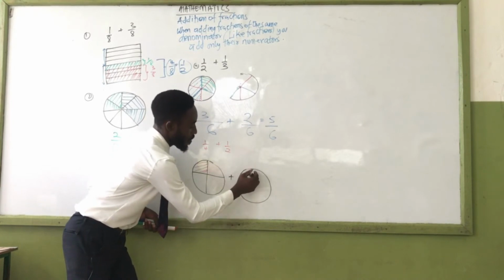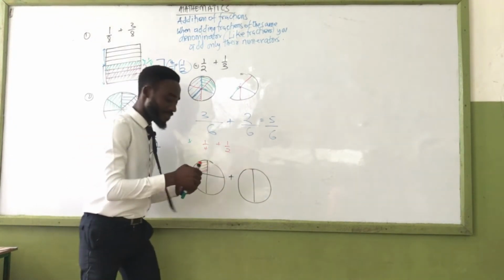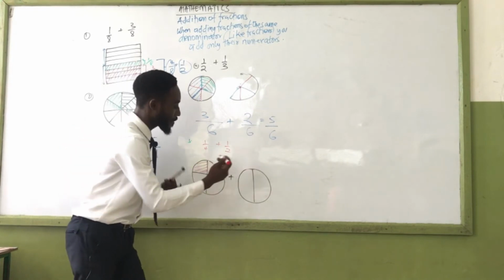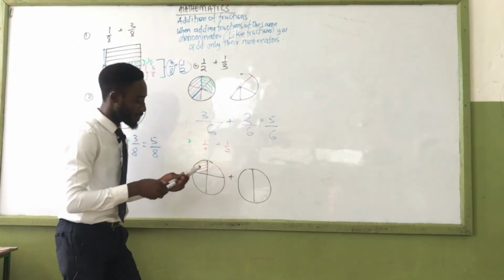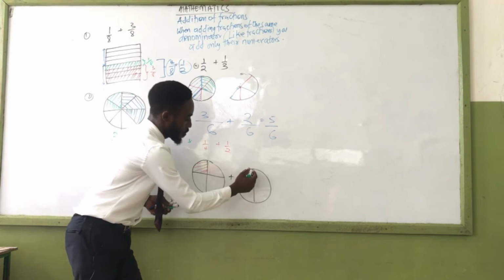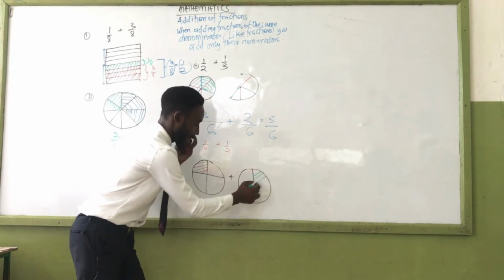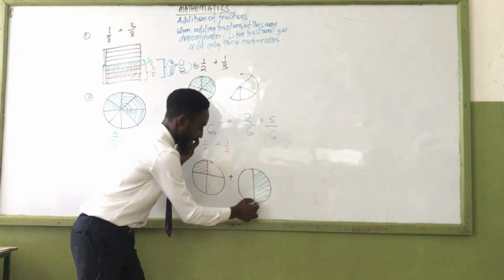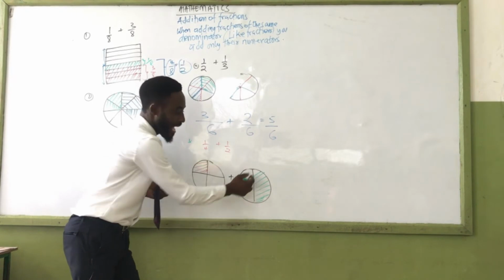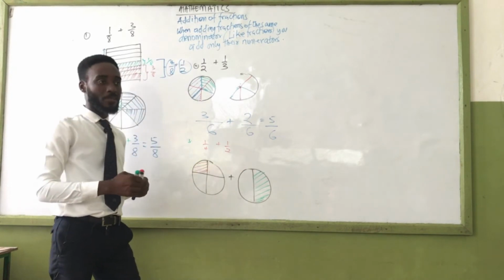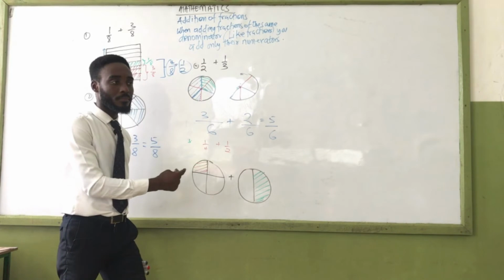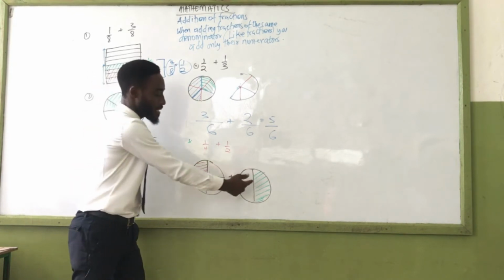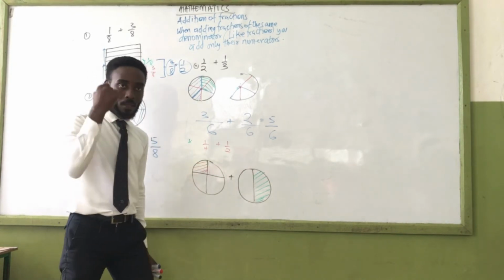All right, so 1 out of 2, we have this. 1 out of 2. What challenge can you observe here? If you have to fix this into this, what's the challenge?